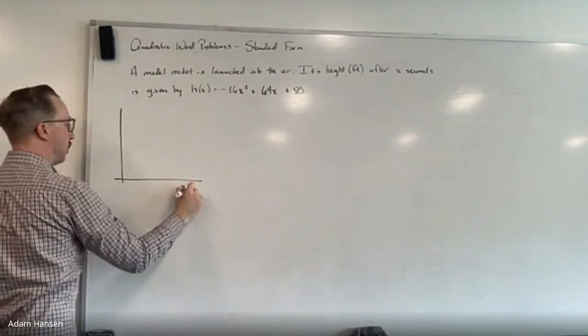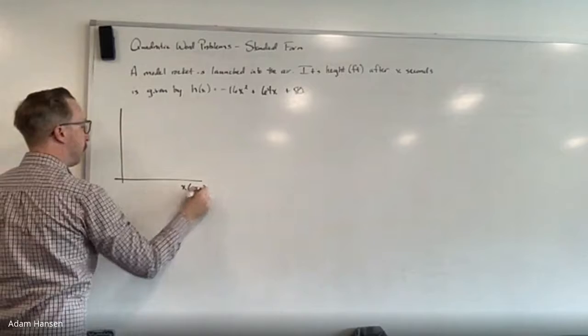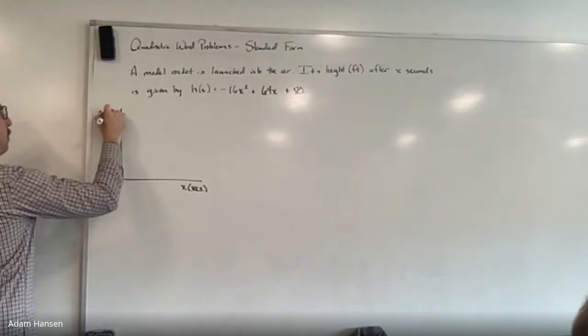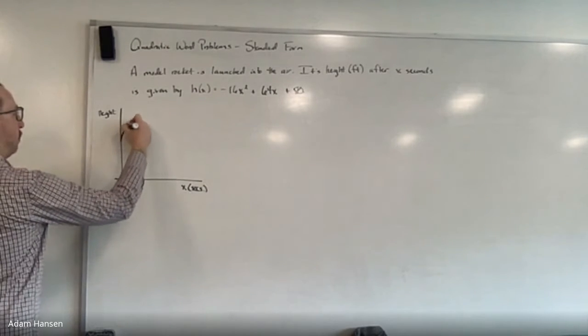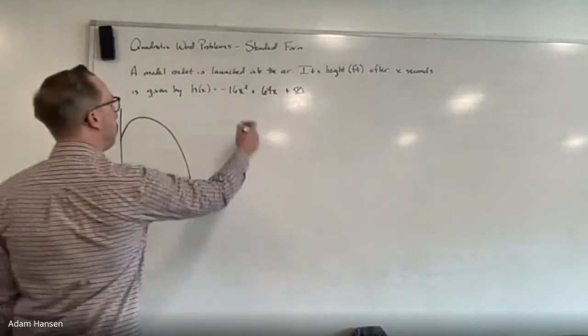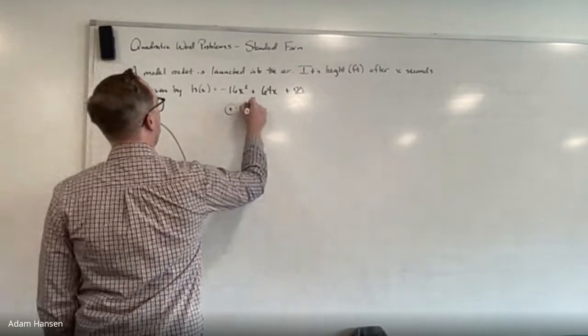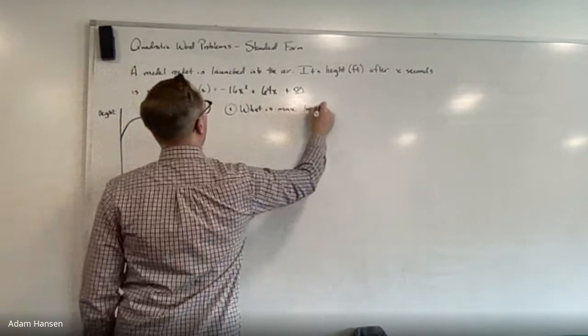X-axis measures seconds. The height along the y-axis. I launch it. It goes up, changes direction at the vertex, and comes back down to land on the ground sometime later. Let's ask ourselves a few things about it. What is the maximum height the rocket achieves?